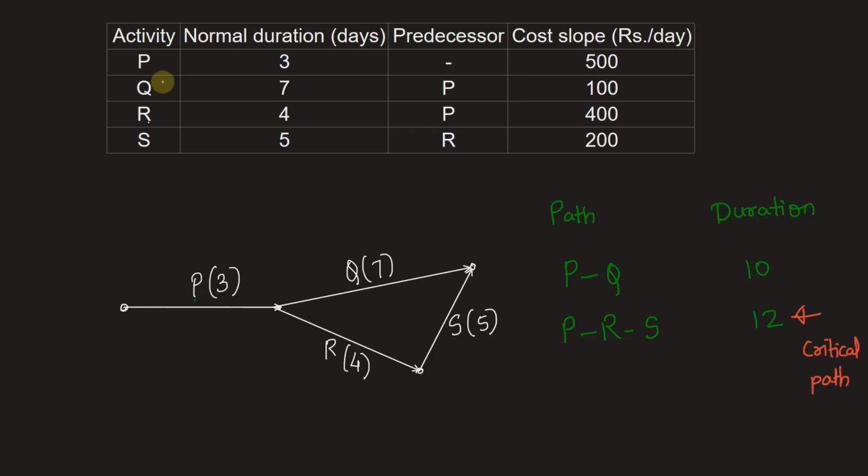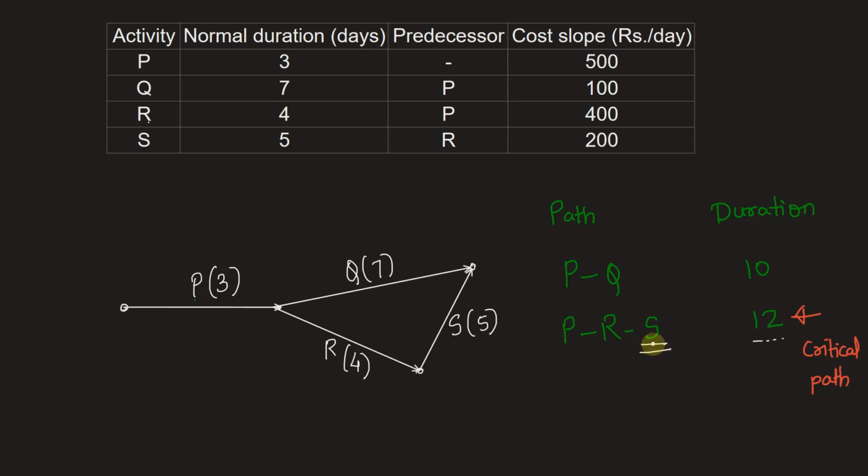So to crash the duration of the project, first we will have to consider the activity with minimum cost slope so that there is minimum increase in the overall cost of the project. The activity with the minimum cost slope in the critical path is activity S. Why do we select only an activity in the critical path? Because if we try to reduce the duration of Q in the non-critical path, total duration of the project still remains 12 days. Although we reduce the duration of an activity on the non-critical path, it will still take 12 days to complete the project. And that is why we select an activity on the critical path.